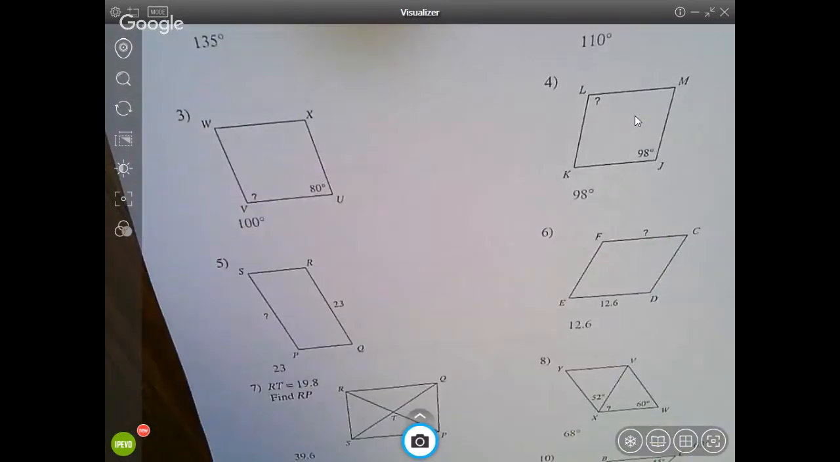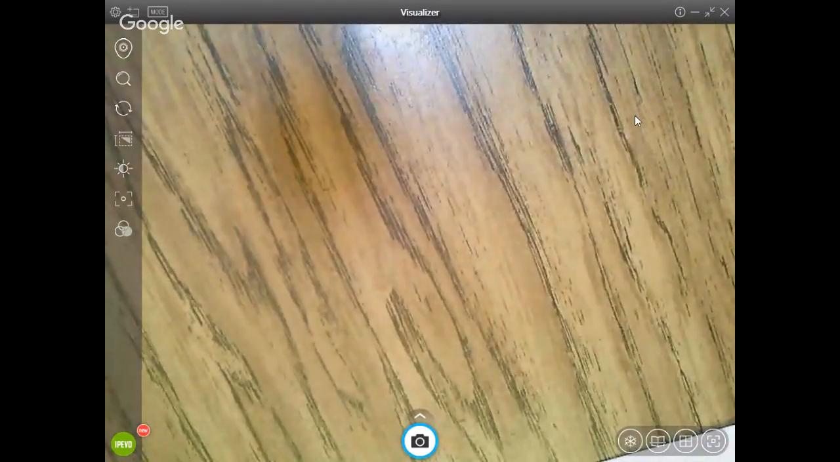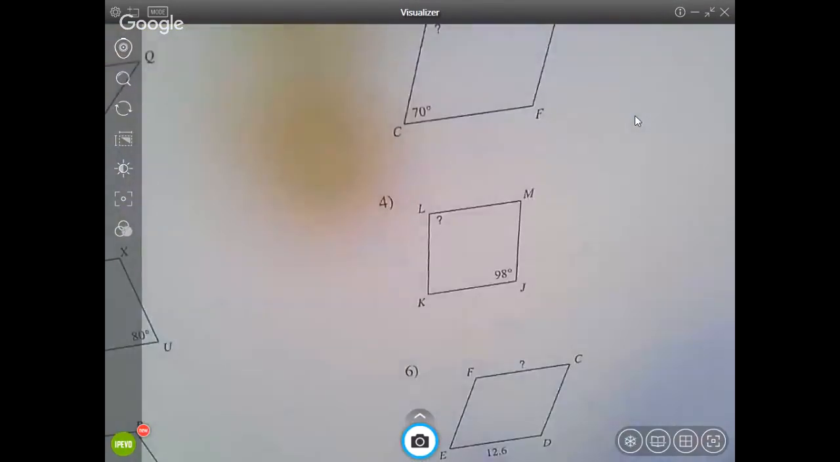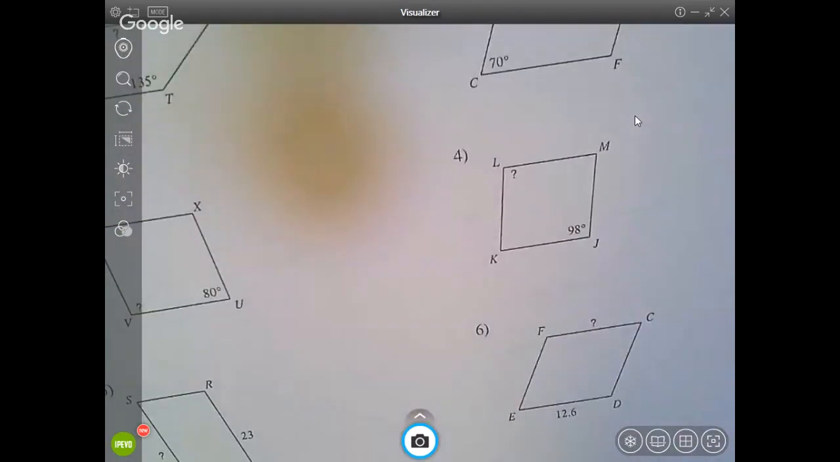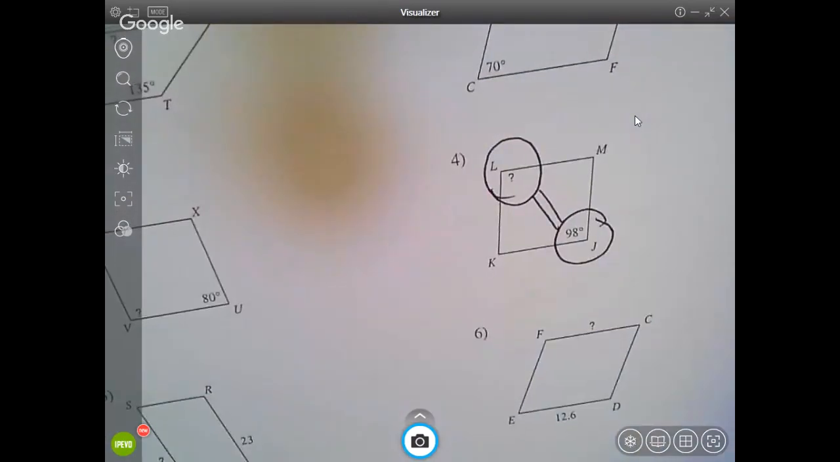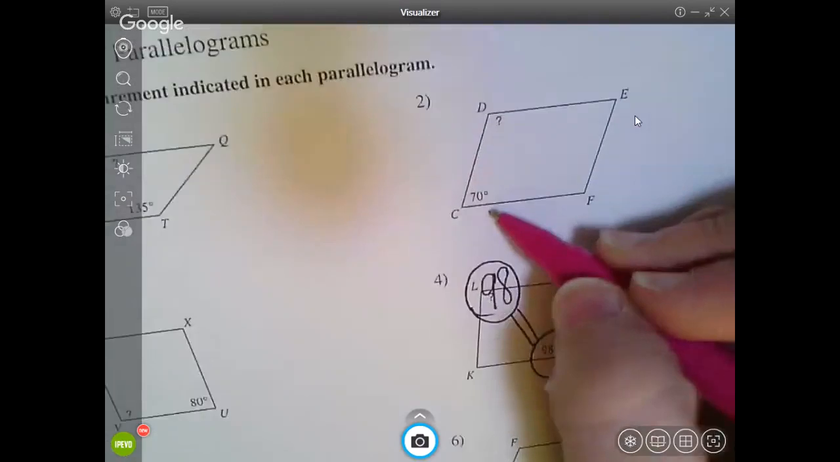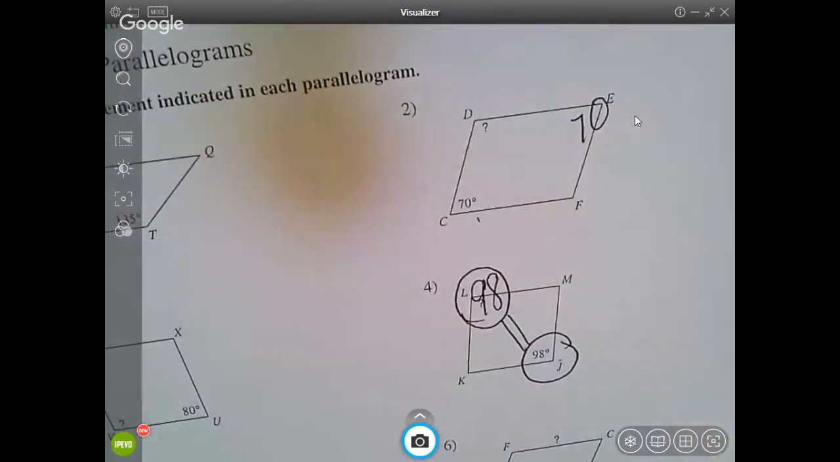You have 2 questions on parallelograms that relate to angles. Just a reminder, well, that's the answer key. Hold on. As a reminder, if you have angles that are opposite each other, they're equal. So if this is 98, this has to be 98. If this is 70, this has to be 70. So if they're across, they're the same.